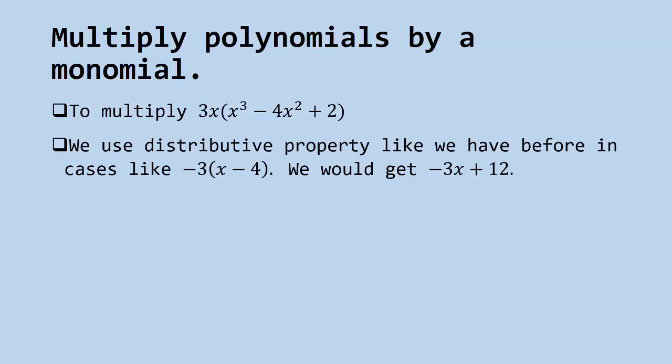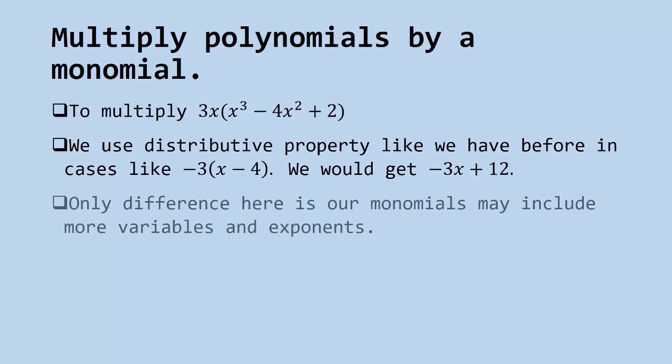In cases like negative 3 times parenthesis x minus 4, remember that we would get negative 3x plus 12, because we would simply multiply the negative 3 by the x and the negative 3 by the negative 4. The only difference here is our monomials may include more variables and exponents.